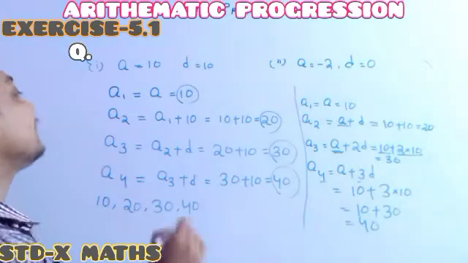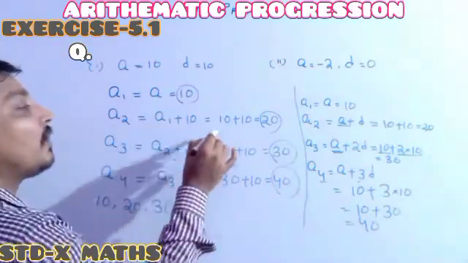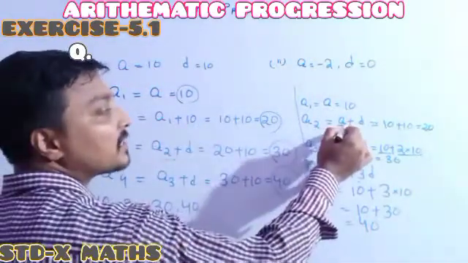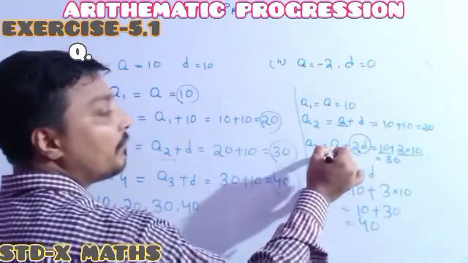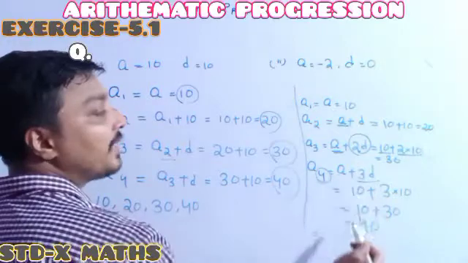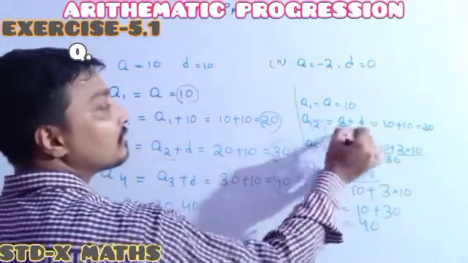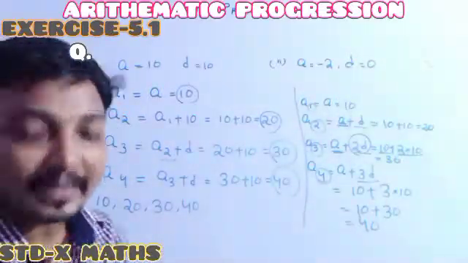But the difference is that before, we got each term by adding the common difference to the previous term. But here it is not the previous; all the common differences are added to the first term. For the 4th term it is 3 times the difference, for the 3rd 2 times, for the 2nd 1 times, and for the 1st no difference. Understood perfectly?